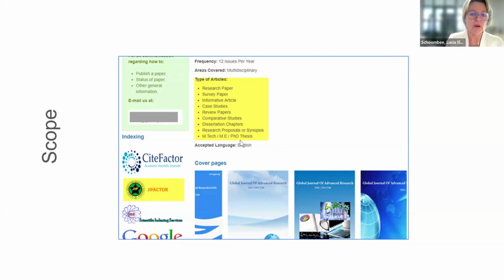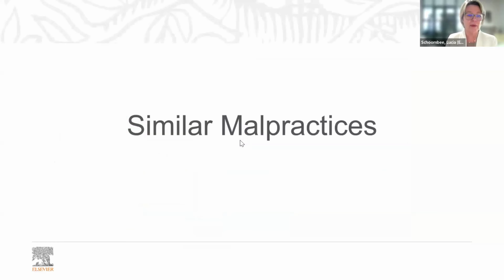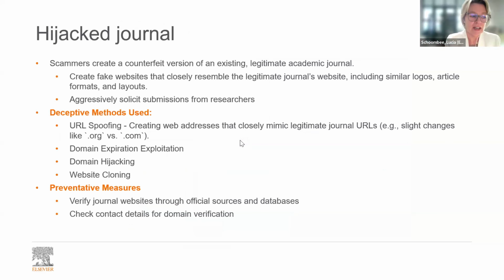So before we go on to what to do about this, I also want to mention some of the other malpractices that we see, so that you can differentiate between predatory and other types of malpractices. One of them is a hijacked journal. This is similar to predatory journals in the sense that the aim is also to make money in a fraudulent manner.